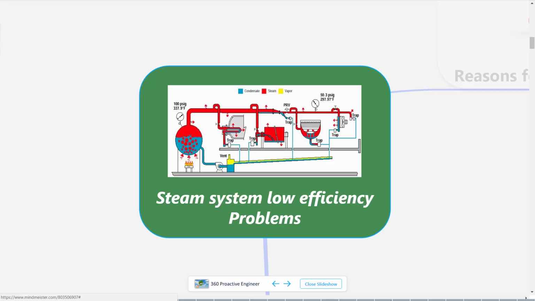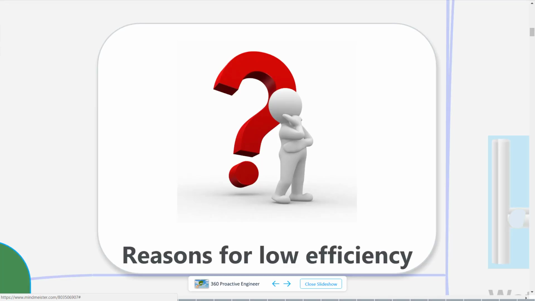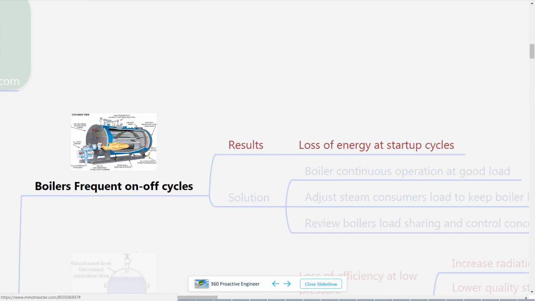Our subject today will be related to steam system low efficiency problems. We want to discuss the reasons for the low efficiency. The first reason we may have will be boiler frequent on-off cycles.